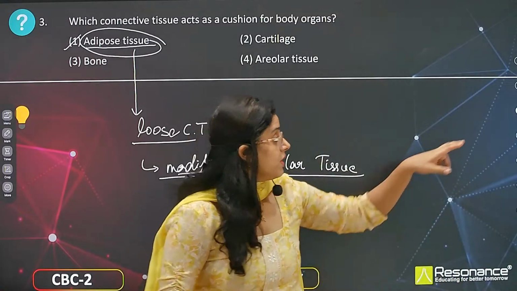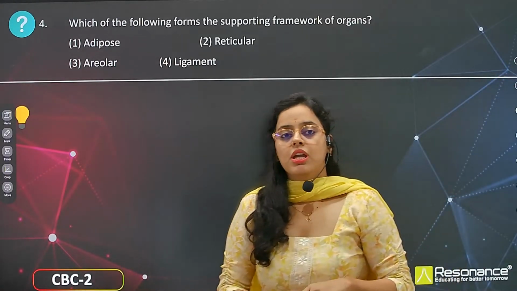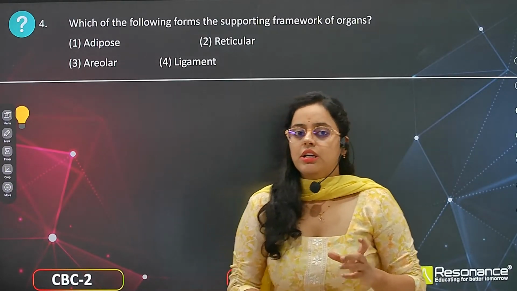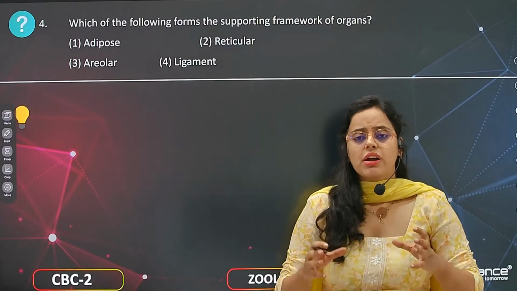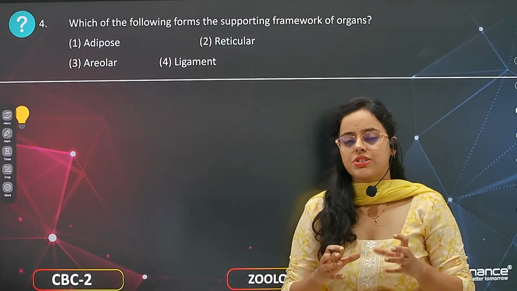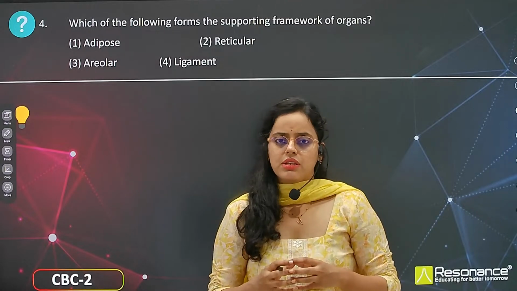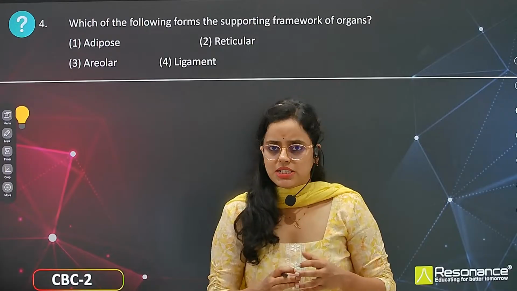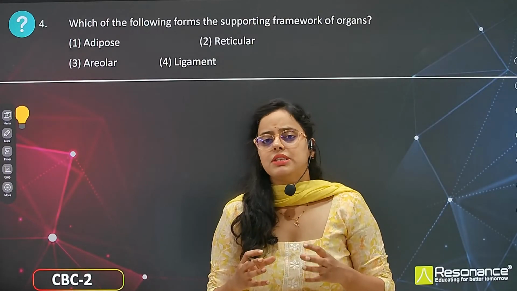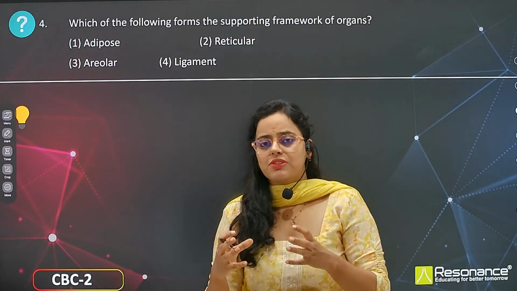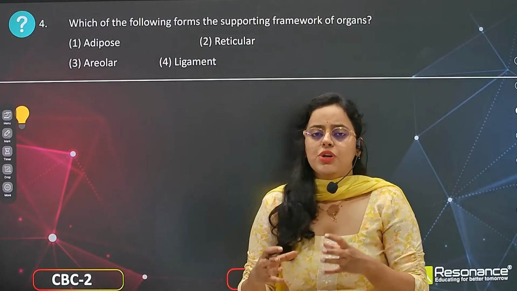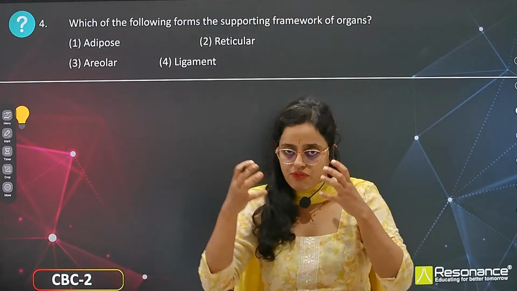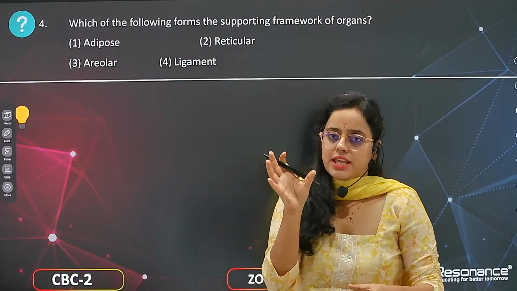Now coming to the next part. Which of the following form the supporting framework of organs? Here the supporting framework means the organs are very sensitive, hollow structures or sensitive tissue. They don't have any bone structures, they are made up of muscles and epithelial tissue, right? Now these muscles and epithelial tissue, a mass of muscle cells, need to be placed in their own position. They should not come outside or fall, right? They should be placed in their own position.